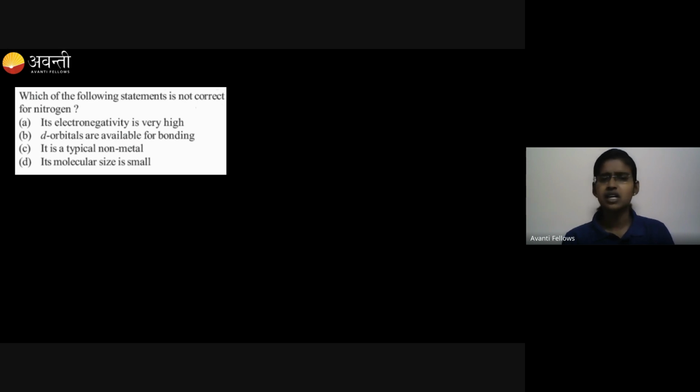It is a typical non-metal only. Nitrogen is basically a gas. So it is a non-metal and its size is also very small, that we have seen under anomalous property. So options A, C and D, these 3 statements are correct for nitrogen. The only incorrect statement is option B. Okay, now coming to the next question.